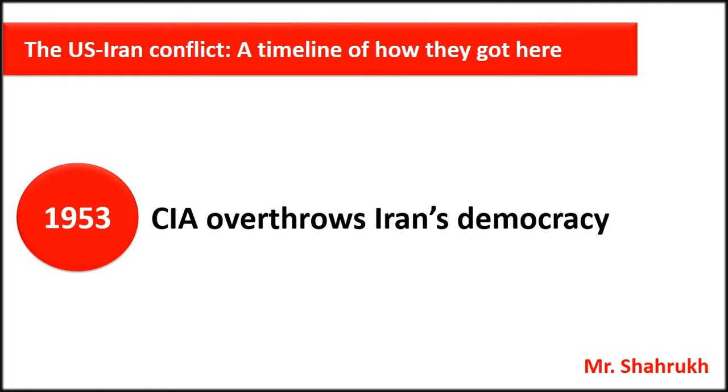After toppling Mossadegh, the US supports Iran's monarch Mohammad Reza Pahlavi to rule as Shah of Iran. Iranians resent the foreign interference, fueling anti-American sentiment in the country for decades to come.